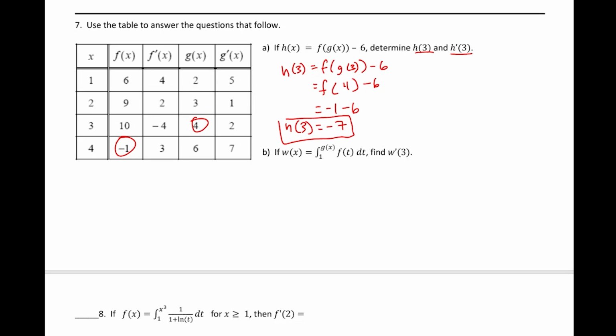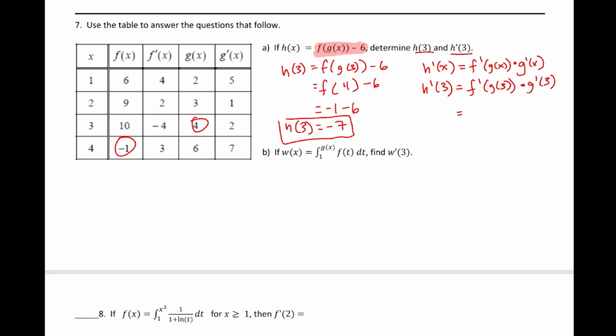Now to find h prime, we're going to have to differentiate the expression for h, this one right here. So if that's h, then h prime, and I'll just find h prime before actually substituting 3. I'm going to have to use the chain rule. So I'll have f prime of g, the derivative of the outside with the inside staying the same, times the derivative of the inside, so that'd be g prime. The derivative of negative 6 is just 0, so I can safely ignore that. And now I can find h prime of 3, which is going to be f prime of g of 3 times g prime of 3.